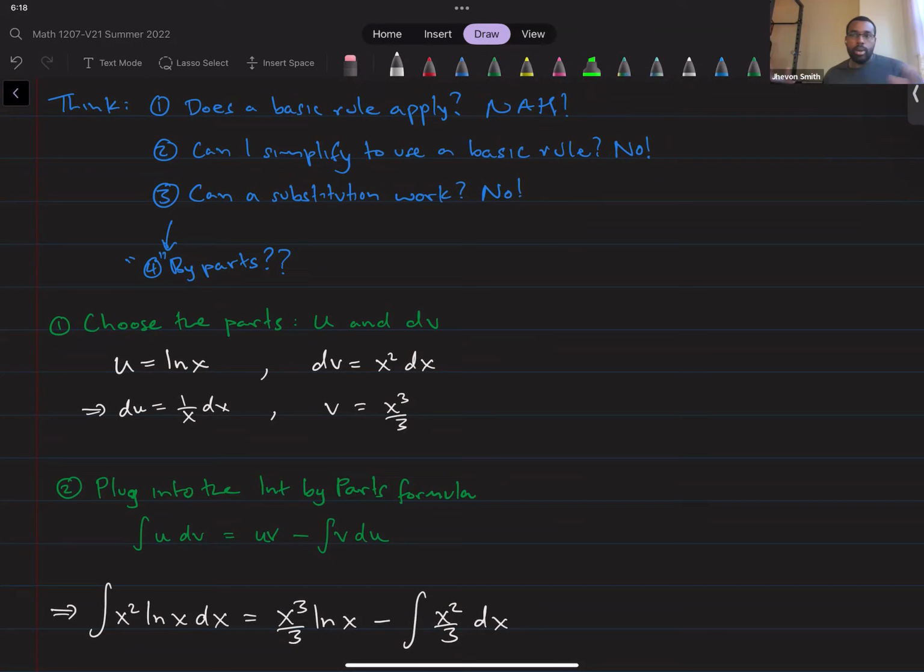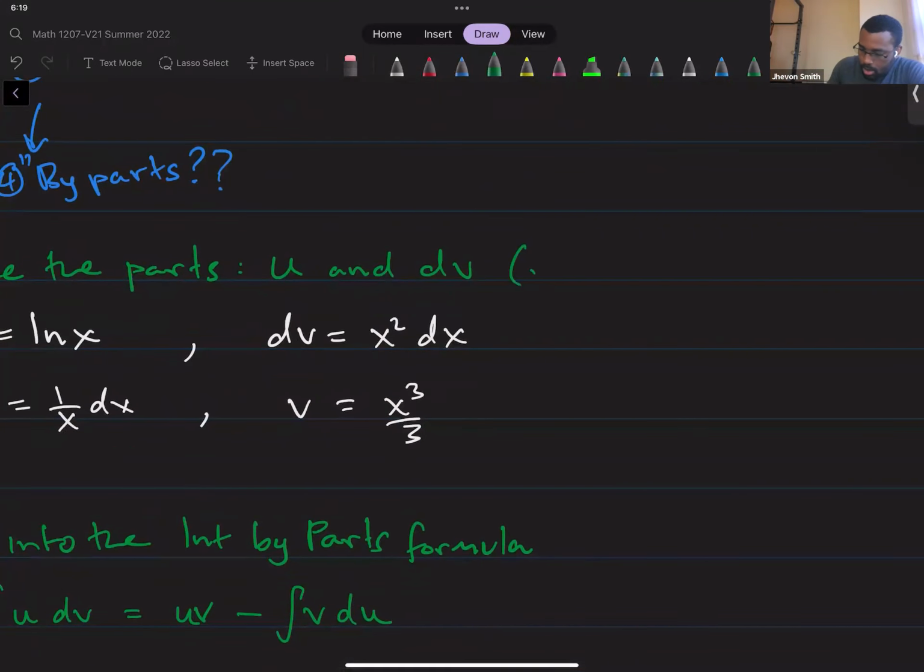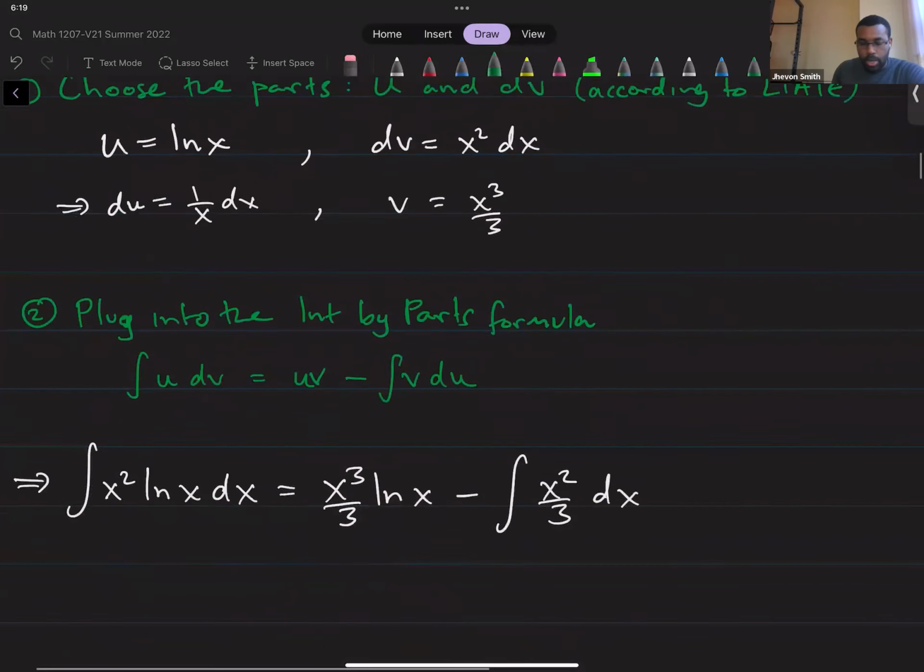So I see a random integral. I'm going to go through those 3 steps in my head, always those 3 steps, always in that order, every single time. Can a basic rule apply? Can I simplify to use a basic rule? Would a substitution work? You always think those 3 things first. If those don't work, then you do something harder. In this case, integration by parts is what we're picking. So now you know you're going to have to choose the parts, according to LIATE. Then you're going to plug into the formula.